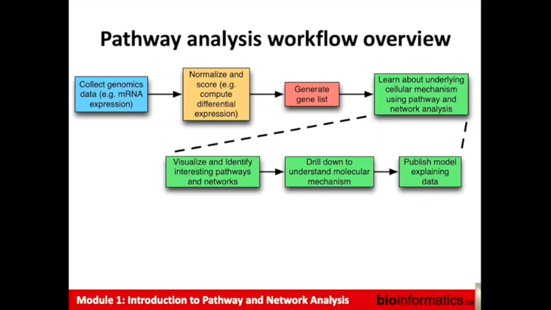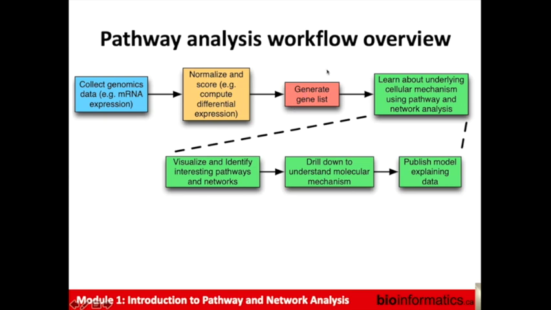The general pathway analysis workflow is summarized here. So first we collect some genomics data, for instance, gene expression data. This workshop uses gene expression data extensively, although the concepts that we'll cover are applicable to other types of genomics data. But transcriptomics data or gene expression data is a very good example type of data to cover for this workshop because it's popular and it's highly informative frequently. So once we've collected our genomics data, we normalize and score it. For instance, we can compute differential expression between two conditions, and this generates some kind of gene list.